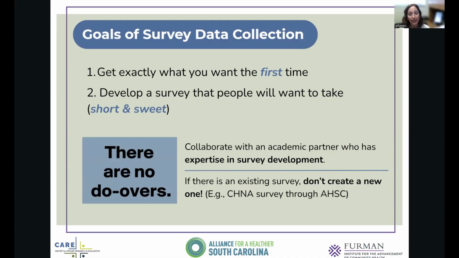If you have an academic partner in your community, reach out to them. It could be they have someone who has expertise in survey development. And then also, if there's an existing survey, which there is, don't create a new one. You could reach out to the Alliance for a Healthier South Carolina to access the CHNA survey data bank. And that data bank could be used, and you can pick and choose questions from that data bank to help create your own survey, or use it just as is.